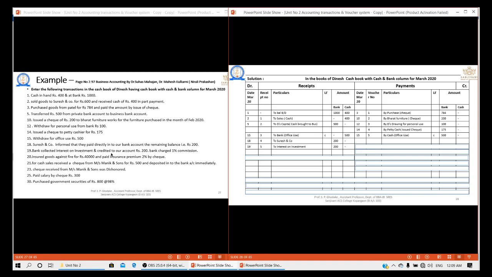And on 19th the thing is happened. So at the payment side on 19th, bank charges at 1% on 200. So 2 is in the bank column.